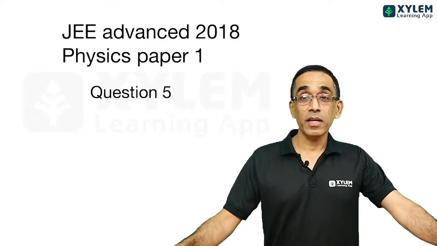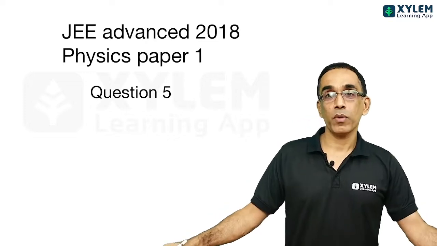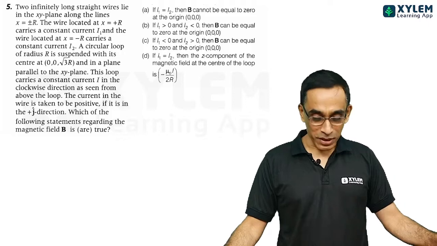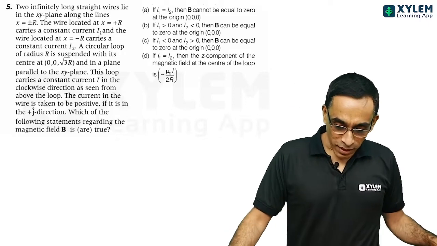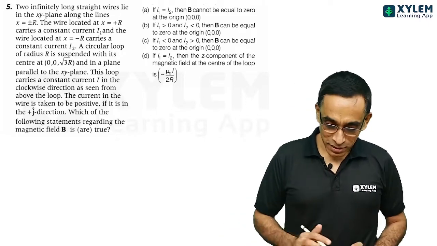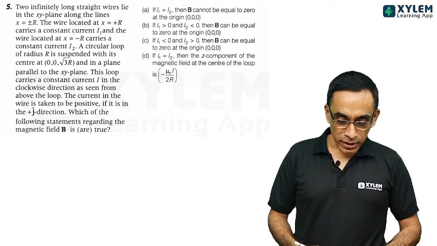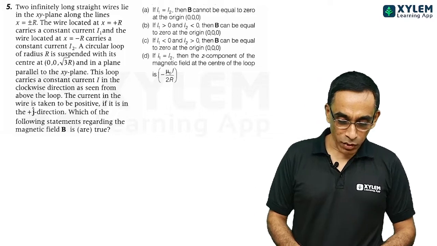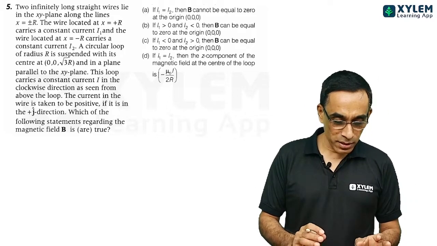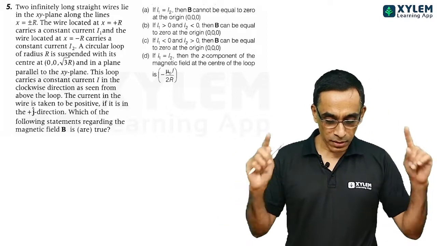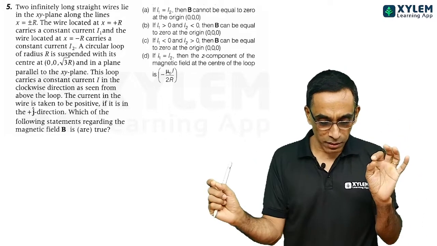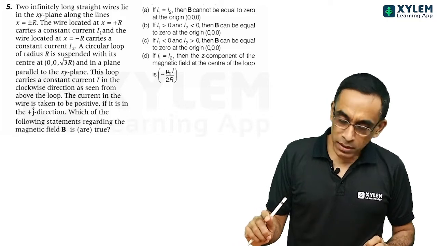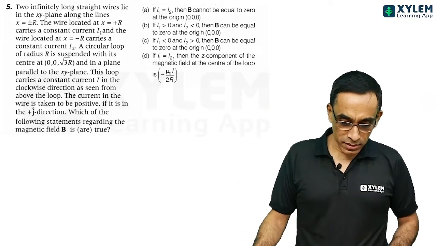Now, a very challenging question from 2018 Physics Paper 1, question number 5. The question itself is a very elaborate one. No diagrams given, and it is a more than one option correct question. Two infinitely long straight wires lie in the xy plane along the lines x equal to plus and minus r. Visualize it. x equal to plus r, x equal to minus r. That means they are parallel to the y-axis.